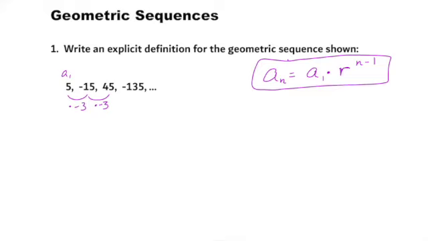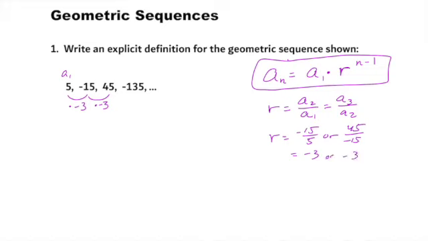If it's not so obvious, you can always find r by doing a ratio of any term to the previous term. You can take a2 and divide by a1, or a3 and divide by a2, etc. In this case, negative 15 divided by 5 gives you that negative 3, or 45 divided by negative 15 gives you that same negative 3. In fact, a way to check that it is geometric, if they haven't told you, is to do the ratio of a couple of consecutive terms and see if you get the same ratio.